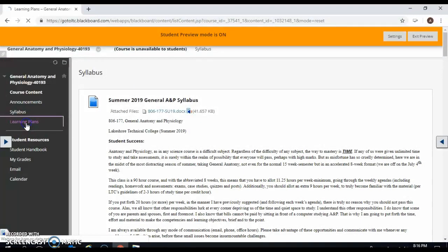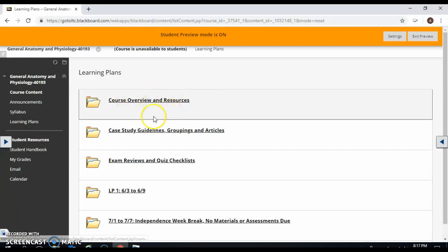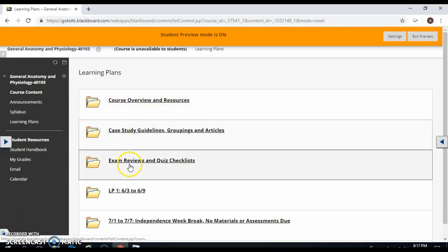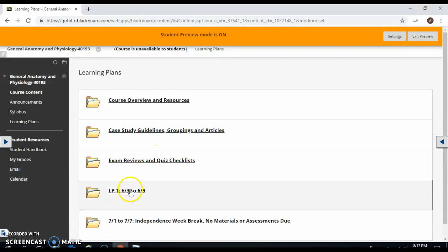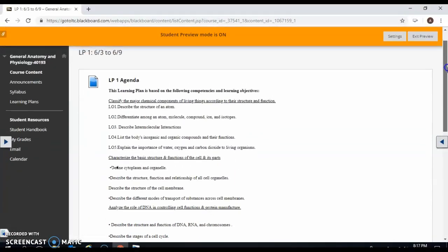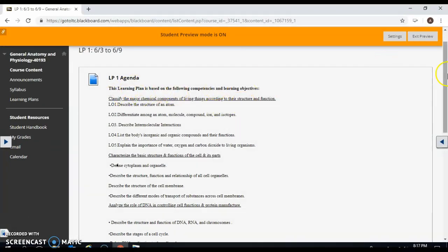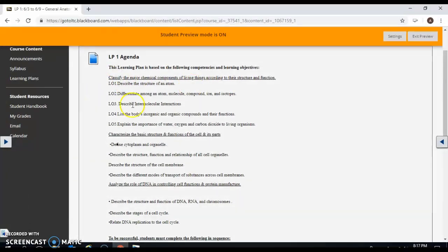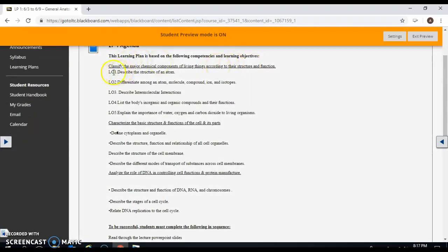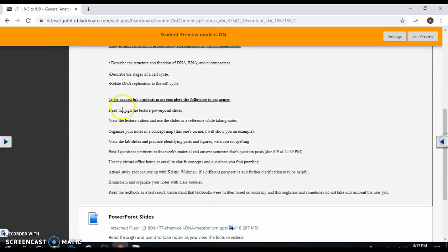So, learning plans. Again, you have course overview and resources, case study guidelines, groupings and articles, exam reviews and quiz checklists. Learning plan 1, each learning plan will have an agenda. The learning plan will always tell you the competency and the learning objectives involved. And again, if you're highly familiar with the learning objectives under each competency, you're going to do well in this class.